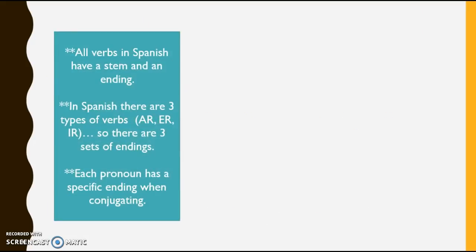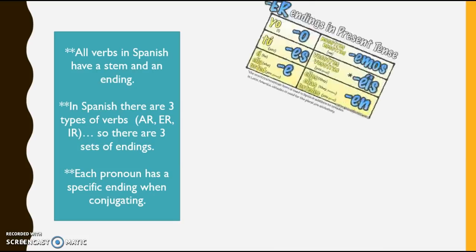Okay, so let's do a little verb review here. Remember that all verbs in Spanish have a stem and an ending. We reviewed that when we went over AR verbs. And remember in Spanish, there are 3 kinds of verbs, AR, ER, and IR. So that means we have 3 sets of endings. This week we've been working with ER and IR, and last week we worked with AR. Remember that each pronoun has a specific ending when you conjugate, just like we saw in the example sentence. O is the ending for the yo form.